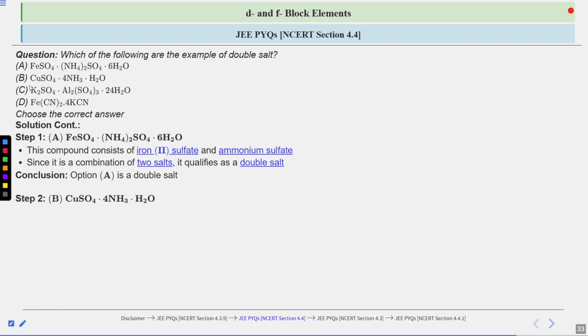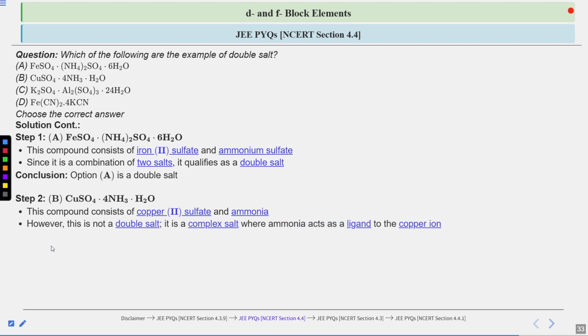Step 2, the B salt. So CuSO4.4NH3.H2O. Now this compound consists of two components: first is copper +2 sulfate, where copper is in the +2 oxidation state, and ammonia, with one molecule of water. However, this is not a double salt. This B salt is a complex salt where ammonia acts as a ligand for the copper ions.